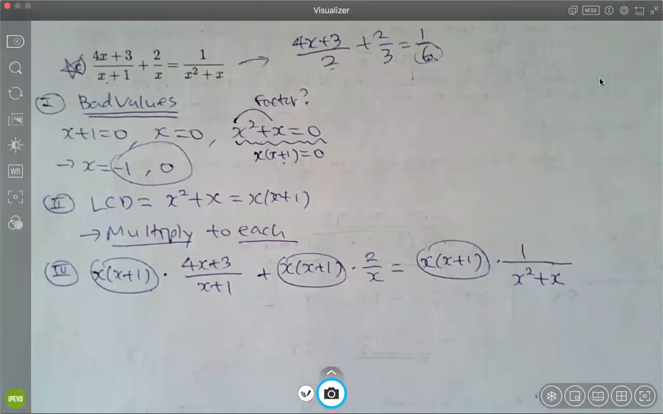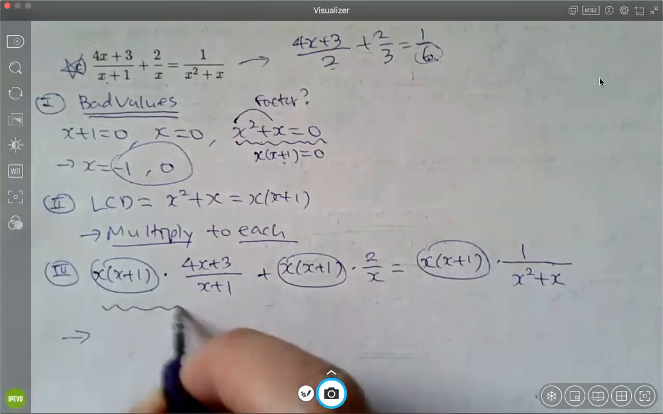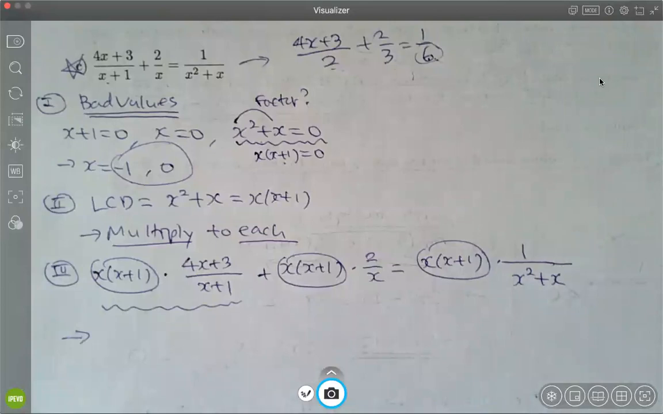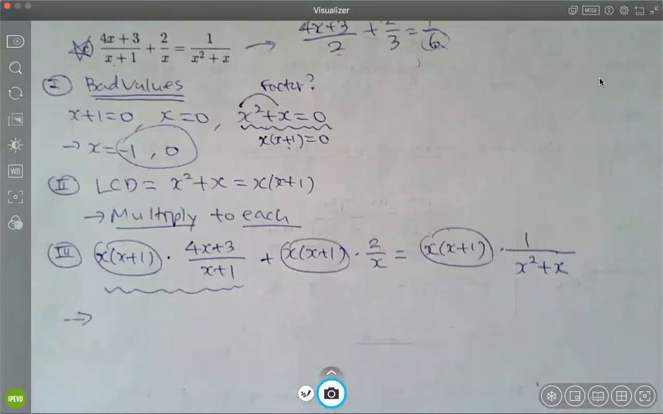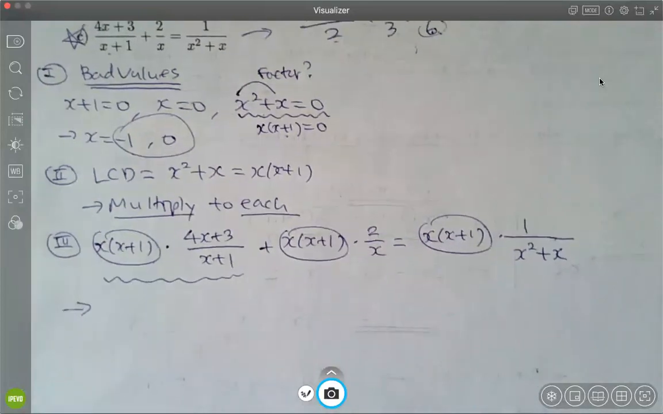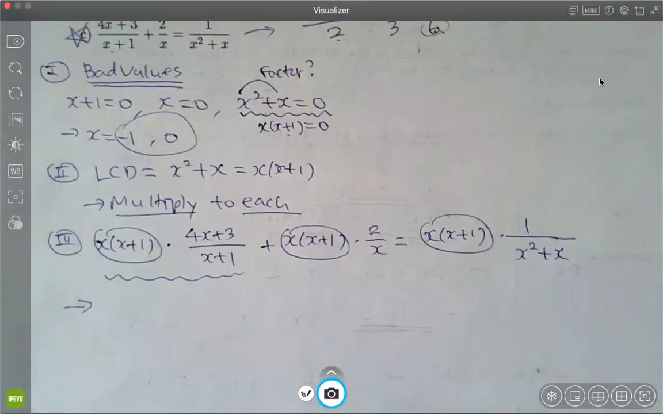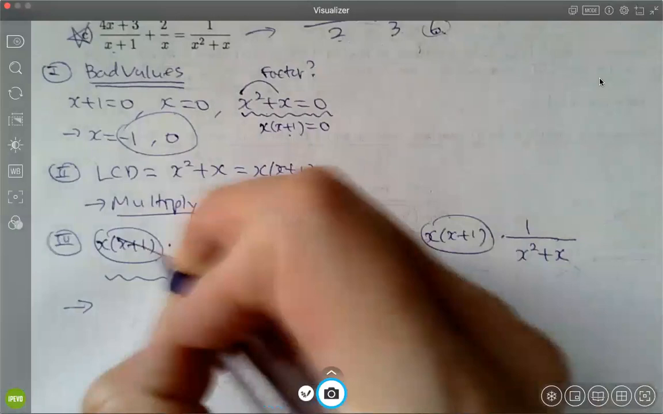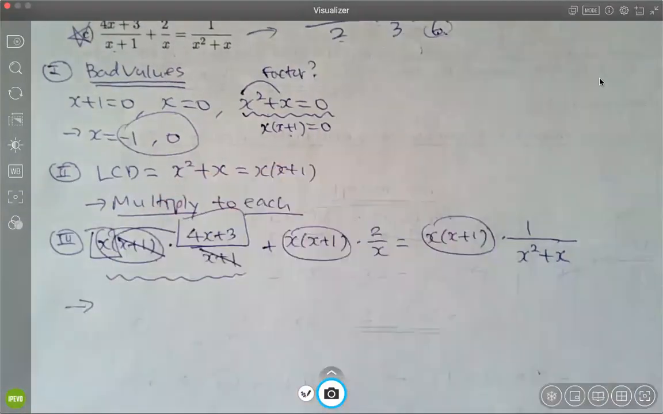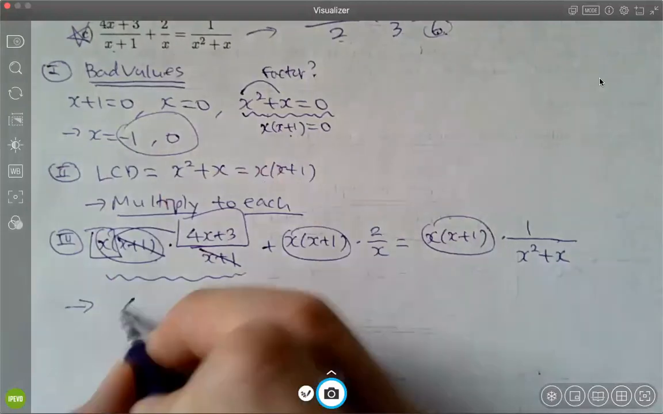Okay, so now let's see if we can simplify things. First product. Can you cancel something here? What can you cancel? That x plus 1. Now, what does that mean? You are multiplying x and 4x plus 3, so you distribute to x. You get 4x squared plus 3x.